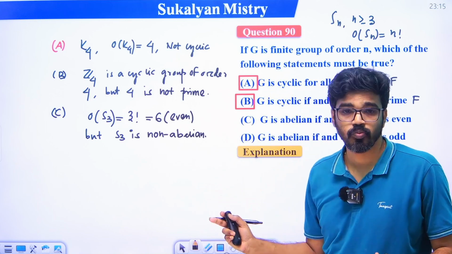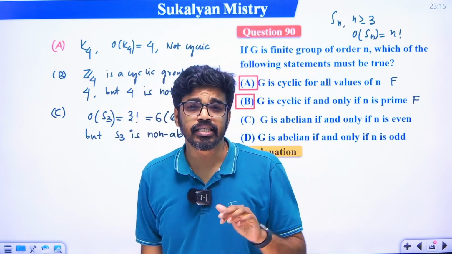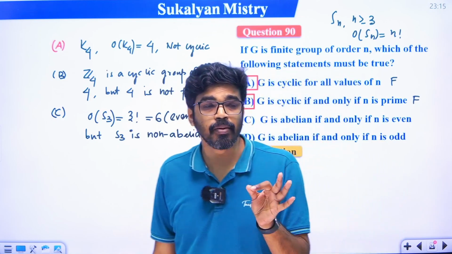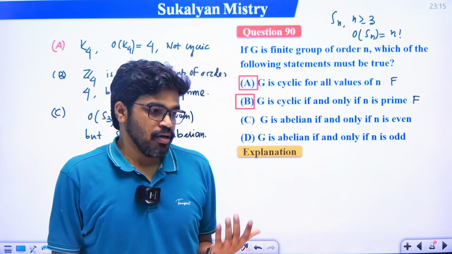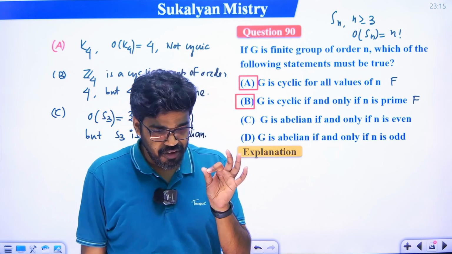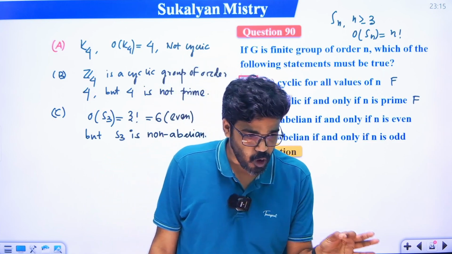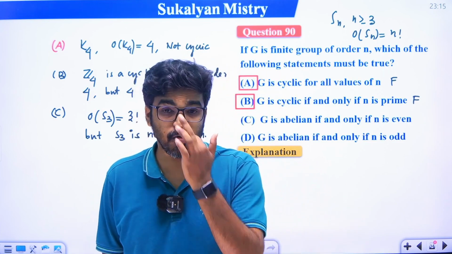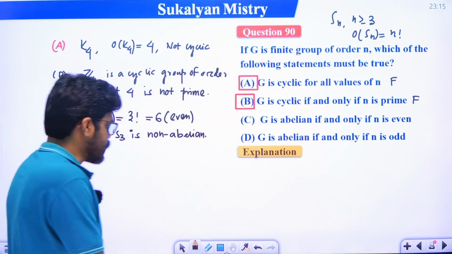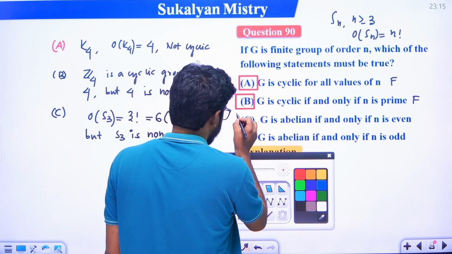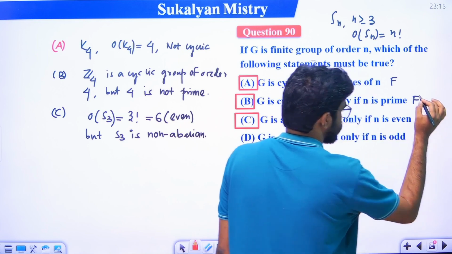This is a non-abelian group. It should be noted that the order of Sn is n factorial, and the symmetric group Sn is a non-abelian group, and that is a finite group. If the examiner asks for an example of a finite group which is not abelian, S3, this symmetric group, is a finite group, but it is not abelian. So option C is also false. Okay? Option C is also a false statement.